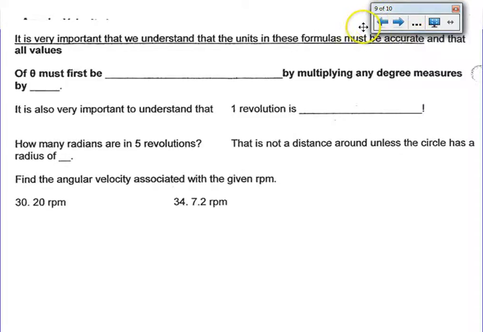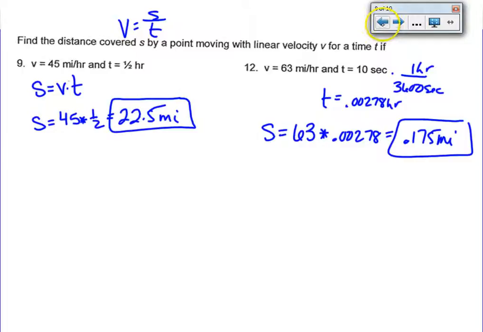So, looking down the page a little more. Where am I? You know what, I think I skipped a few questions. Interesting.